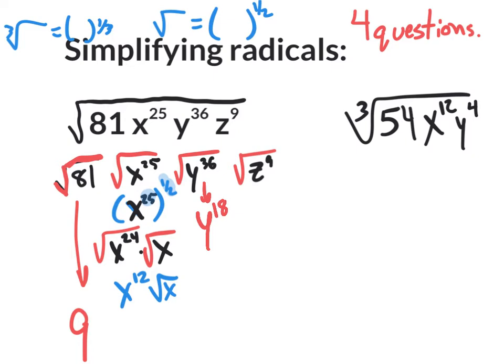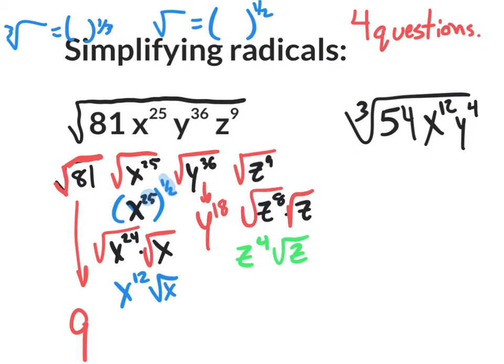Finally, the square root of z to the 9th. That's not a value divisible by 2. The power is not divisible by 2. So I'm going to rewrite that as z to the 8th times 1 more z. That way I could split the root, and that 8 could be now divisible by 2. So that'll become z to the 4th square root of z.